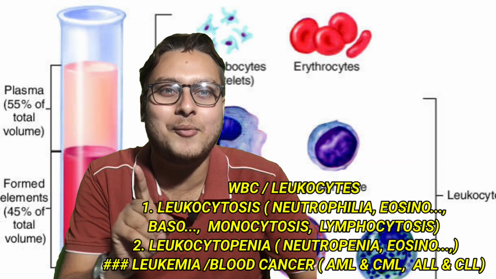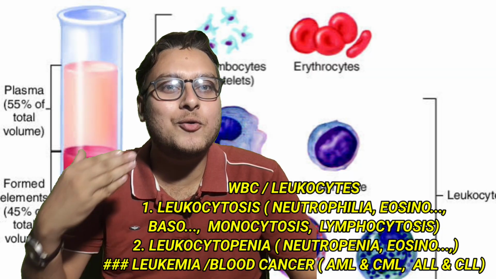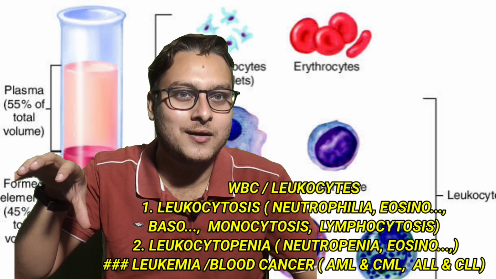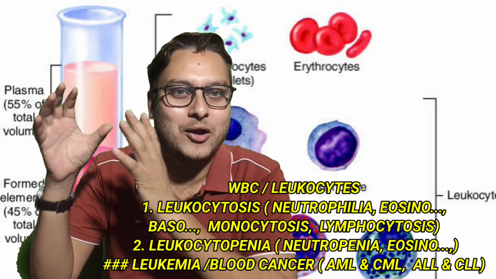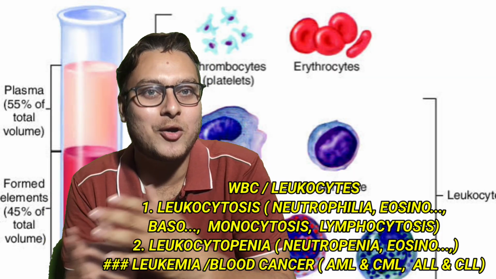Many diseases are associated with WBC, but we need to study one disease, the fatal one with a high mortality rate, called leukemia or blood cancer. So what is leukemia? What are the types of leukemia? In case of hematopoiesis, there are two lineages, the myeloid series and the lymphoid series. So leukemia is basically of two types, myeloid leukemia and lymphoid leukemia.